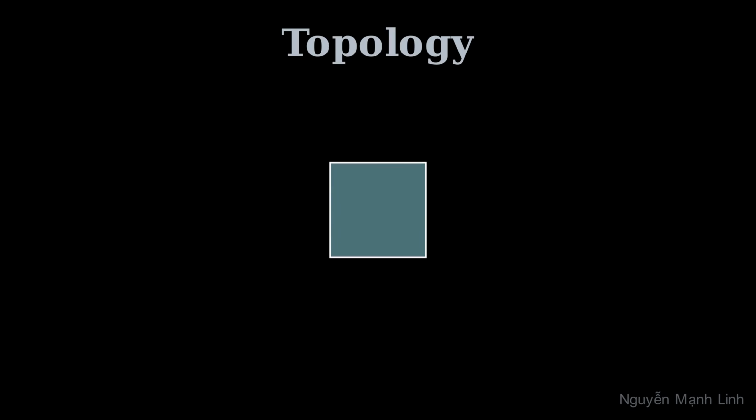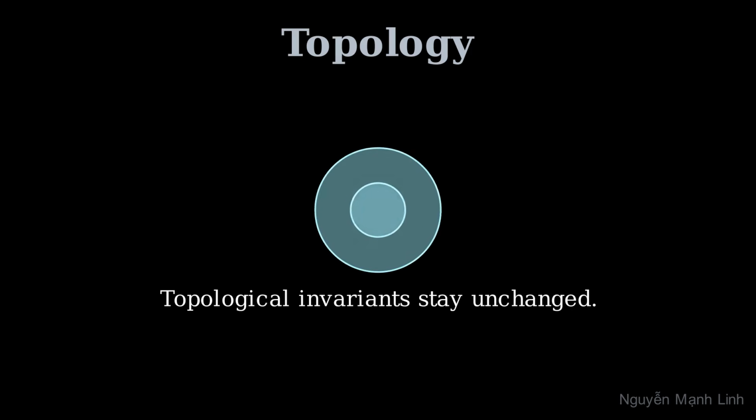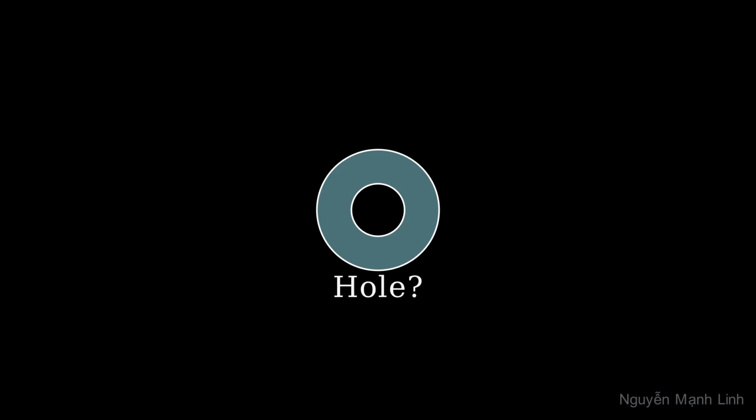Hello everyone. Topology is a branch of mathematics that studies properties of geometric spaces that remain unchanged under continuous deformations, such as stretching, shrinking, and bending, as long as we do not tear the space or create or fill any holes. Such properties are called topological invariants. The number and dimension of holes are important examples of topological invariants.